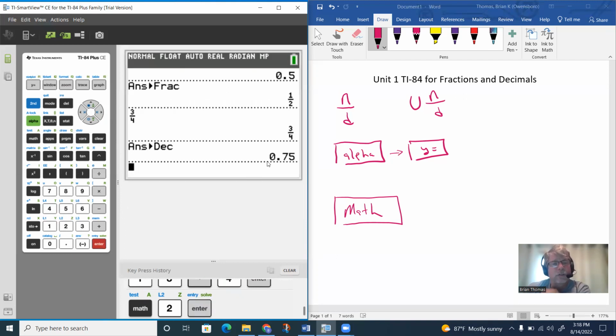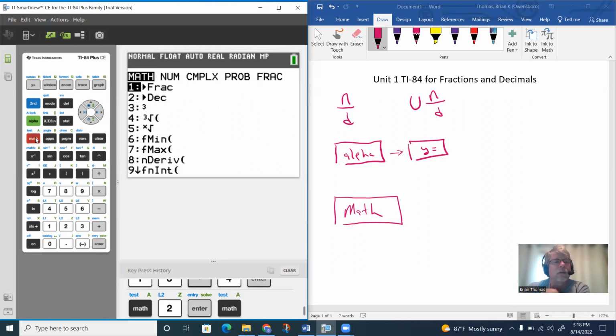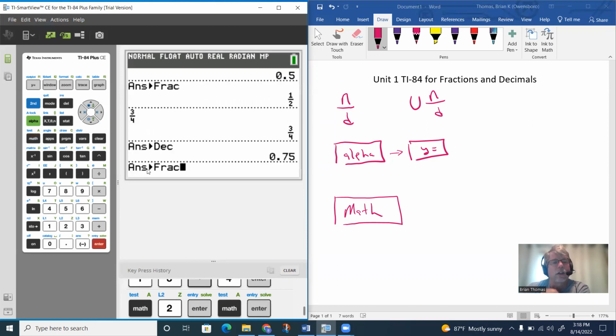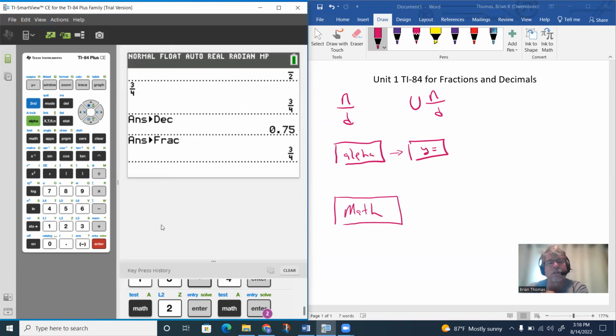Again, if you have a decimal like 0.75 and you want that to be a fraction, hit the math button, number 1, or just hit enter since it's already highlighted. This will change that decimal back into a fraction. If I hit enter, it'll change it back to 3/4. So you can put fractions in the calculator, and you can also change them to decimals if you need to.